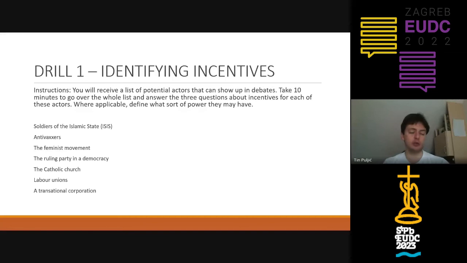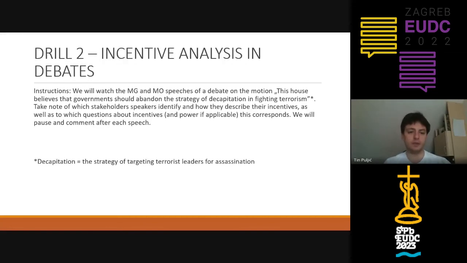For the end, we're going to have drill 2. Here's how it's going to look. We will watch the member of government and member of opposition speeches of a debate on the motion: this House believes that governments should abandon the strategy of decapitation in fighting terrorism, where decapitation refers to the strategy of targeting terrorist leaders for assassination. So, for example, the attack on Osama bin Laden to stop Al-Qaeda was an example of decapitation.